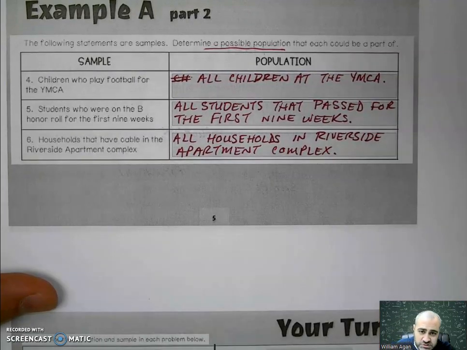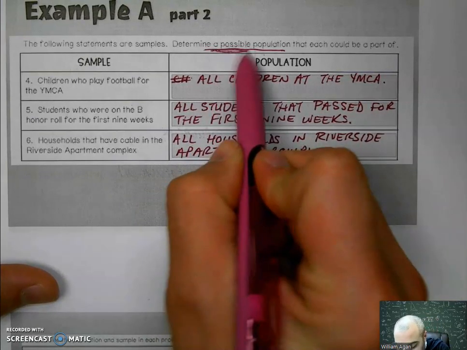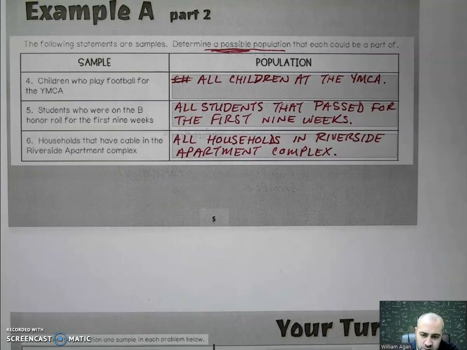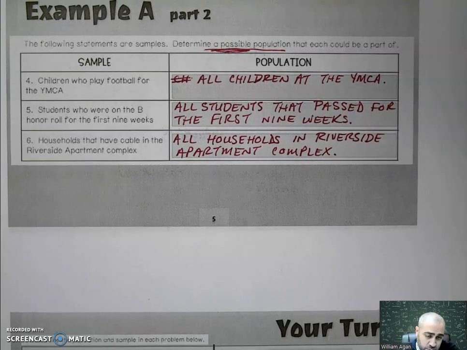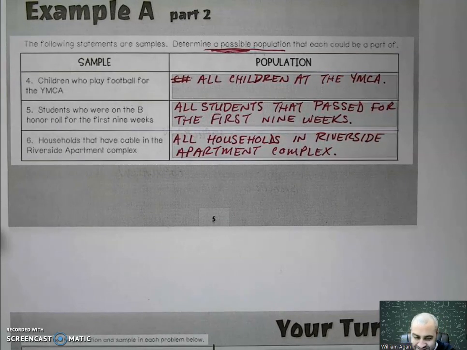And I want to say again that, and this is important, these are just possible populations. These are not the only correct answers. Okay, you may have come up with your own. That is not what I wrote. That doesn't mean it's wrong. Okay, yours could be right. Okay, there is a your turn for you to do on your own.